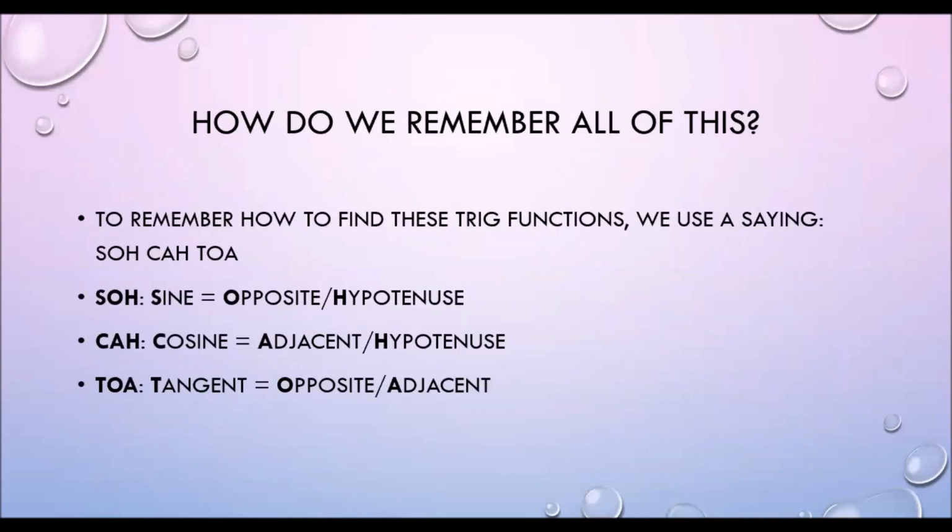At first, all of these formulas may seem difficult to remember. However, there is a useful saying that can help us remember how to find these trig functions: SOH-CAH-TOA. The SOH refers to sine as opposite over hypotenuse. The CAH refers to cosine as adjacent over hypotenuse. The TOA refers to tangent being opposite over adjacent.